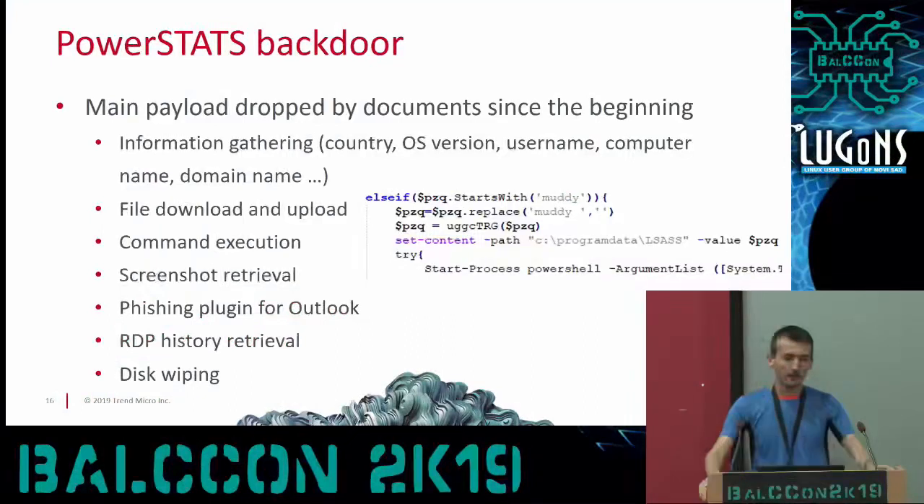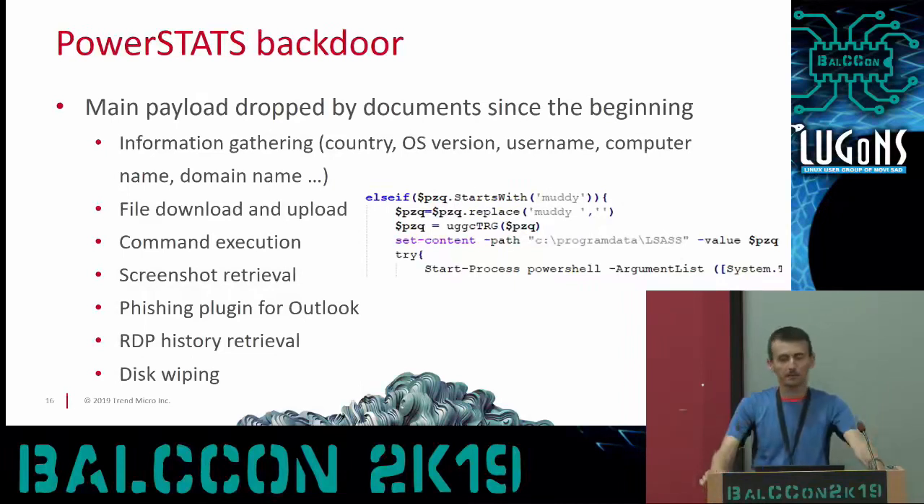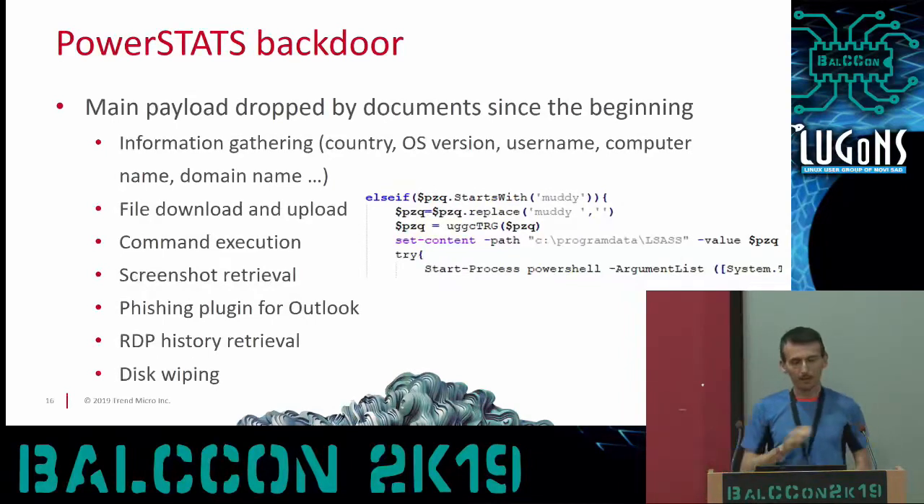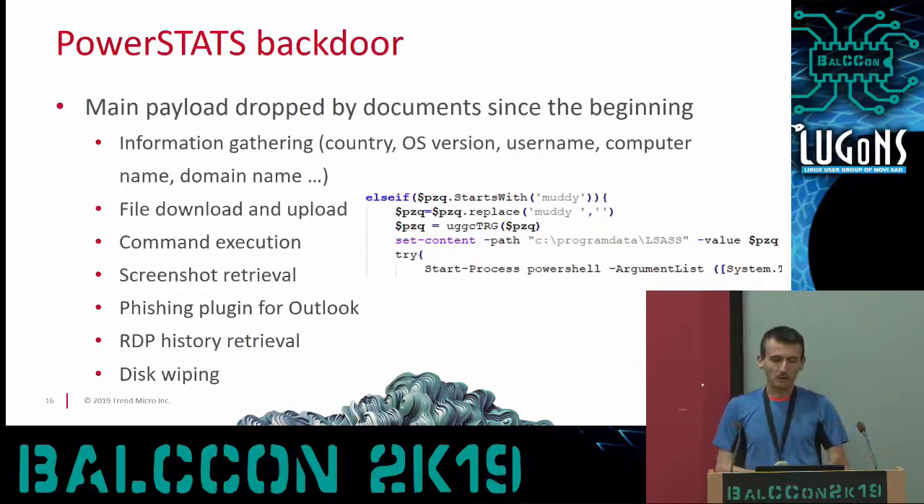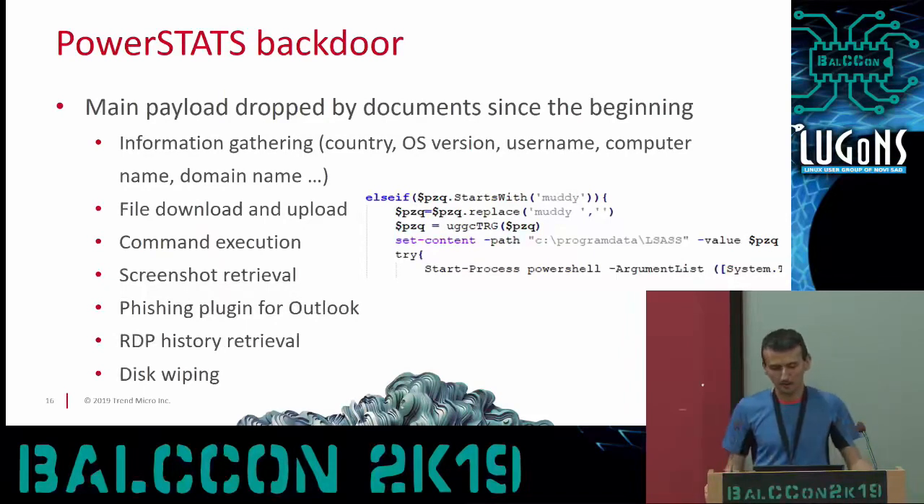The main backdoor, which they have been using for most of the last year and basically since the beginning, is called PowerStats. It's a standard backdoor with the main features for downloading and uploading files, taking screenshots, and so on. The interesting part is the screenshot in the middle, where there is one command called muddy. This is why this threat actor was called MuddyWater by the researchers, because it's one command which they send from the CNC server starting with this keyword and then executing the command after the muddy text.